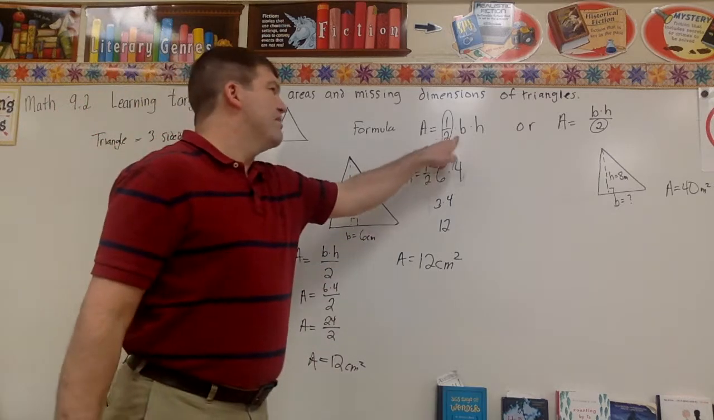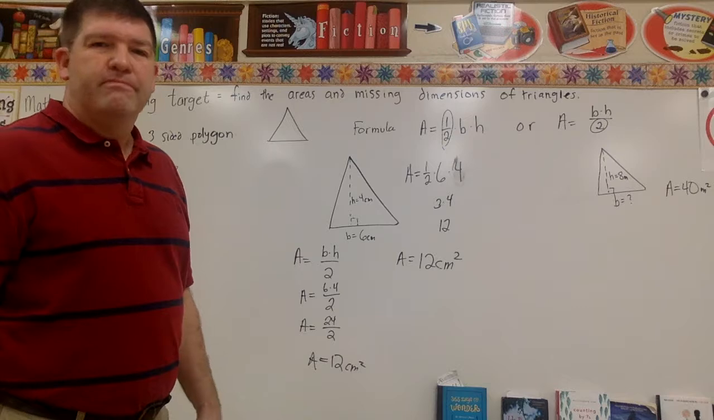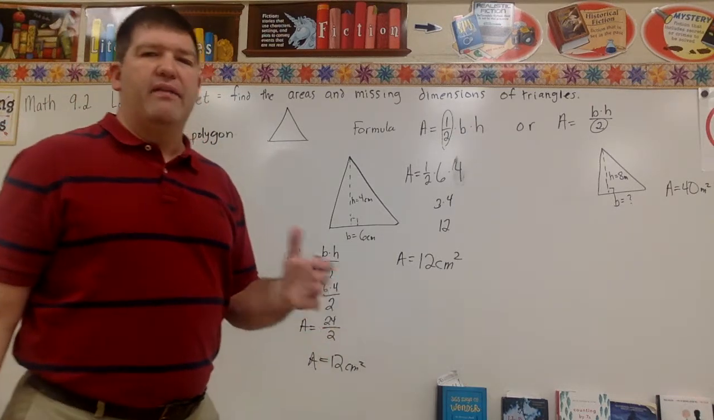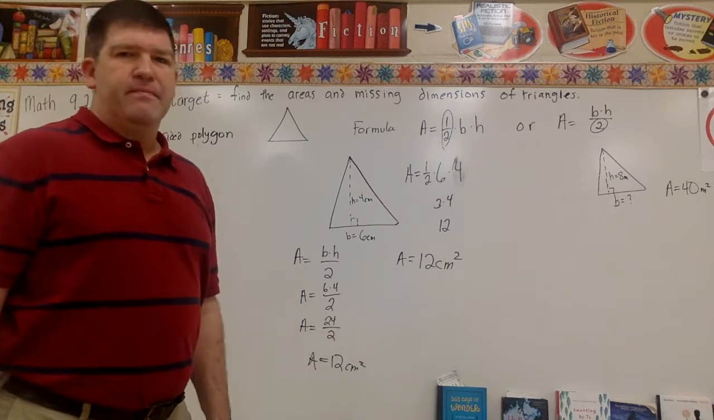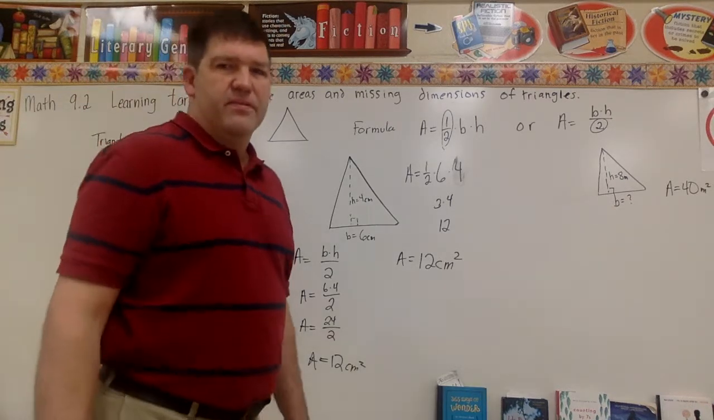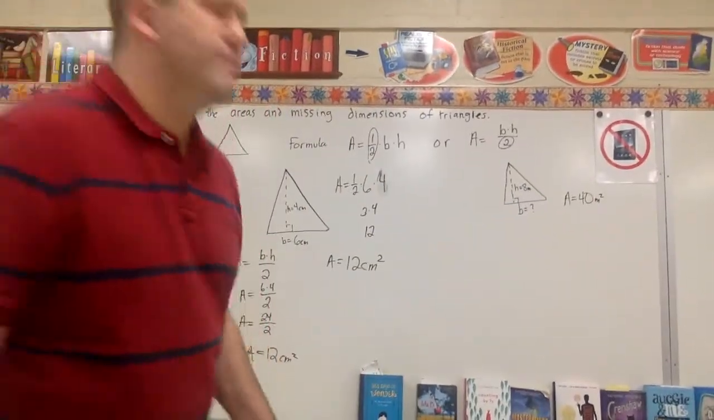I kind of go with this way most of the time. I don't know. It's up to you. But the formula is area equals 1/2 times base times height. It's half of a parallelogram. That's your triangle.